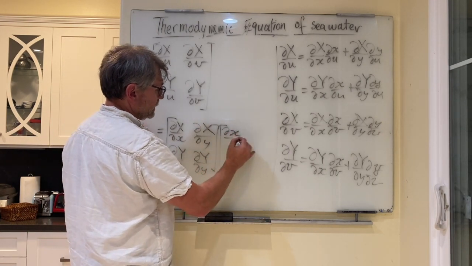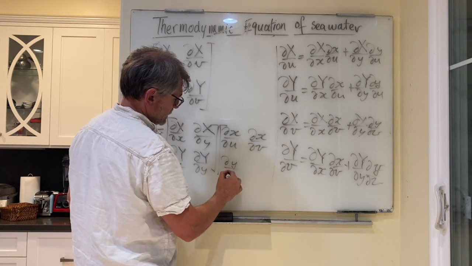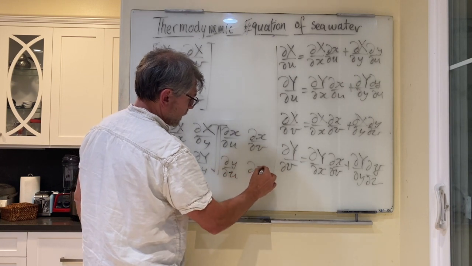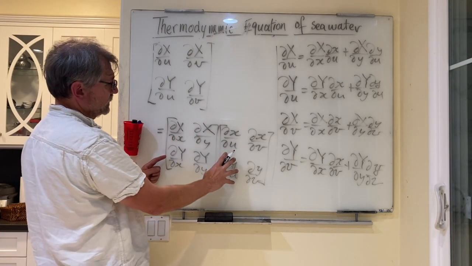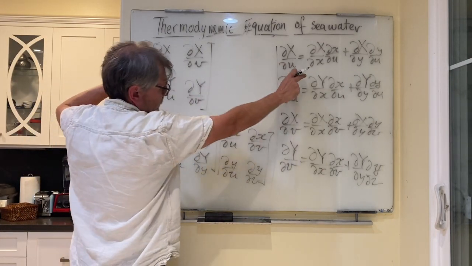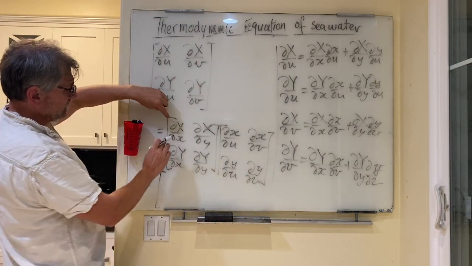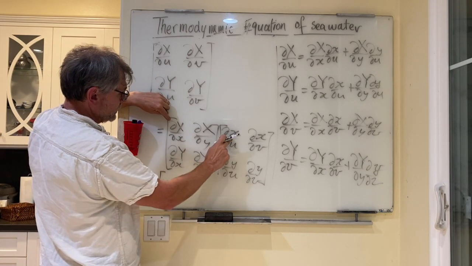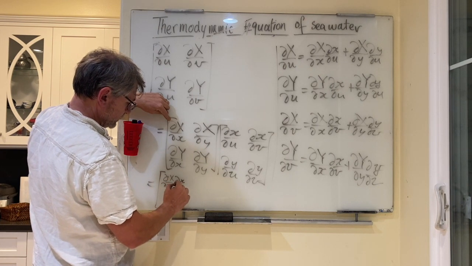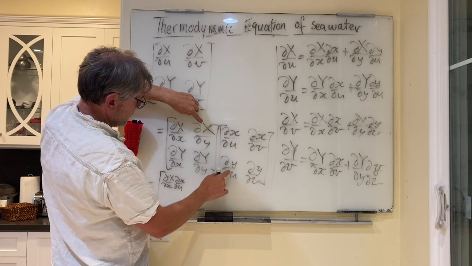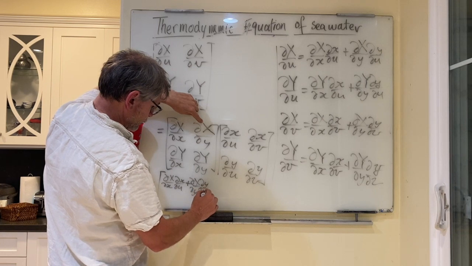So: dx/du, dx/dv, dy/du, dy/dv. And my claim is that if I multiply these out, I will get these ones expressed over here. So let's multiply it out and see what we get. What I get is dX/dx times dx/du, this times this, plus this times this, plus dX/dy times dy/du.